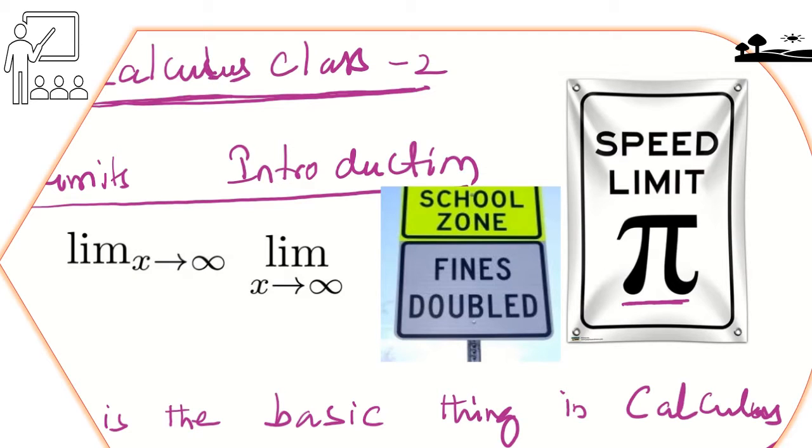Before going to the definition, here you can see some pictures. Here a speed limit is given. That means you can't cross the limit. In the adjacent picture, a school zone is given. That means you have to drive the vehicles very carefully with limited speed. If you cross the speed limit, your fine is doubled. That is also given below the school zone, on a second board.